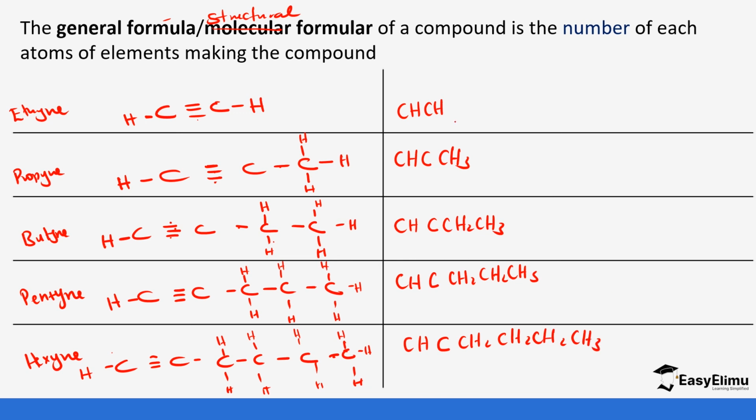So what we are shown is the condensed formula. Remember, you can condense it further. For example, in pentane, you can do CHC, and then the CH2, you put it in the bracket, and there are 2 of them to show these 2, and then CH3. So this is the structural formula. So let's look at the molecular formula that we were supposed to look at before this one.